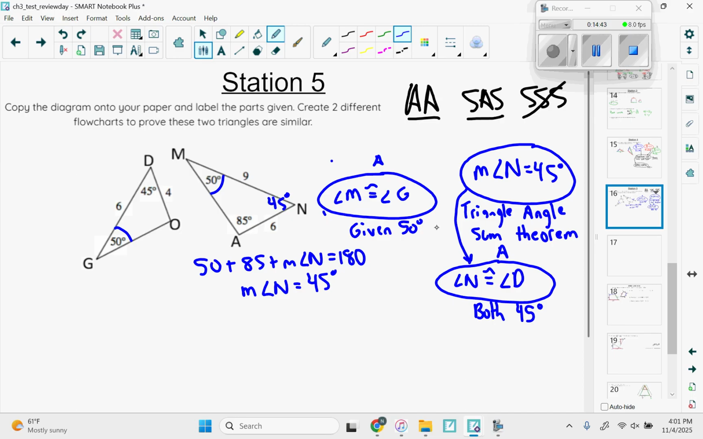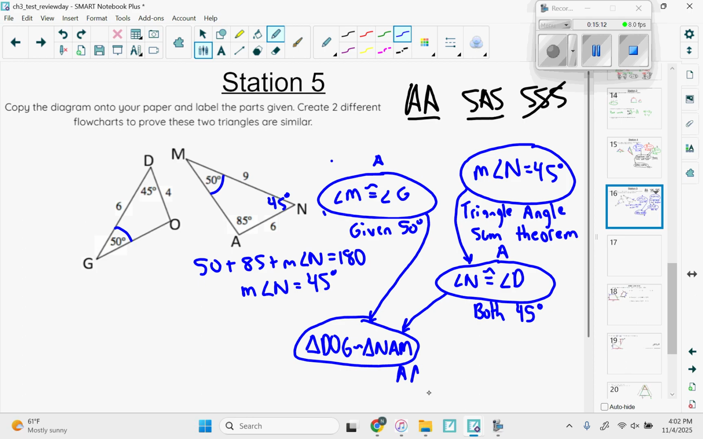And now that I have both angle bubbles, I can then say the triangles are similar. So triangle DOG is similar to NAM. Again, I'm double checking that I have the corresponding parts. D corresponds with N, O and A correspond, and M and G correspond. So that's one of my flowcharts.